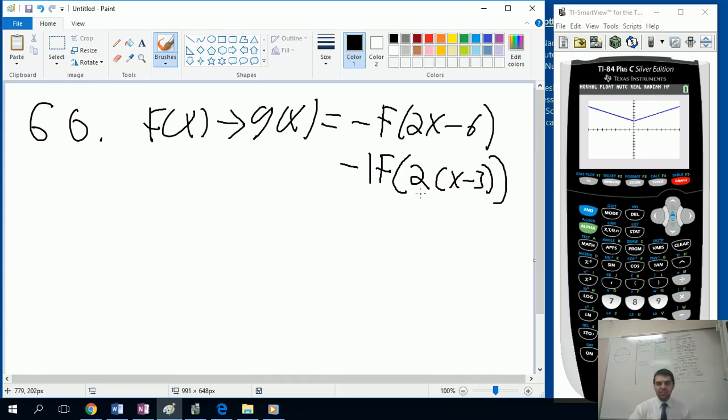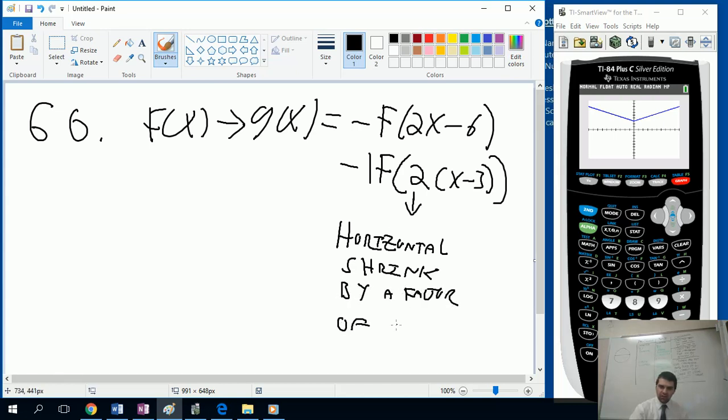So notice that 2 is inside the parent function. It's manipulating the x minus 3. So that 2 is going to be horizontal. And horizontal does the opposite of what you think it's going to do. So even though you have a factor of 2, that's going to be a horizontal shrink by a factor of 1 over the coefficient, by a factor of 1/2.